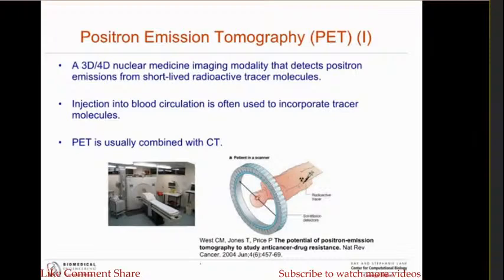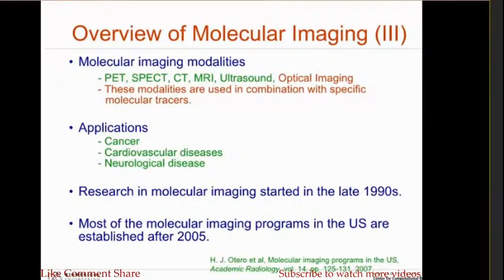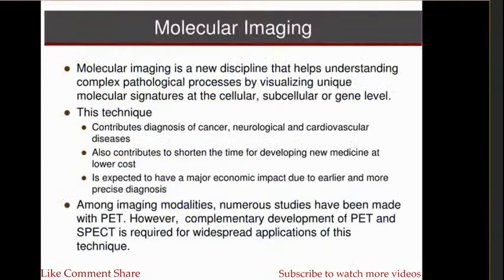We can understand a block in the cardiac region, for example a big accumulation in the cardiac. These kinds of images are recognized by PET, positron emission tomography. That is the basic principle of how it works.